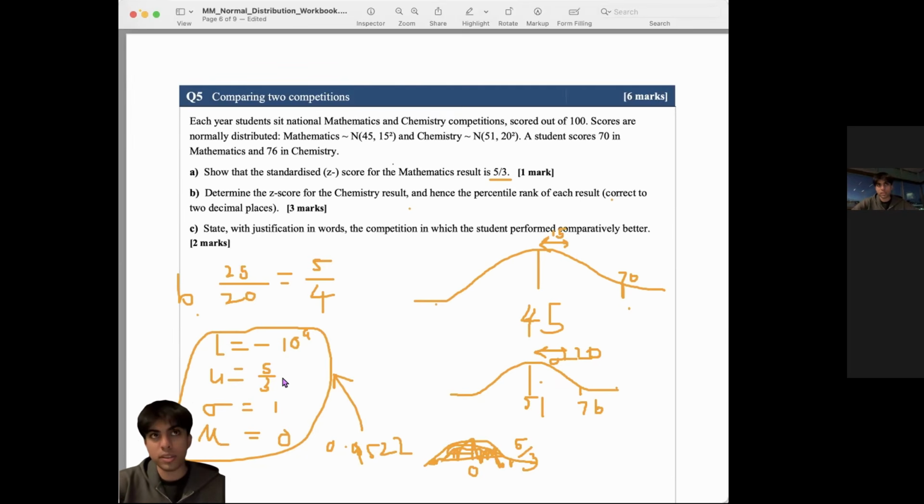So a higher z-score would mean they're further away from the mean, which means in this case, they're doing better, since it's of course a positive z-score. If it's a negative z-score, that means they'll be doing worse.